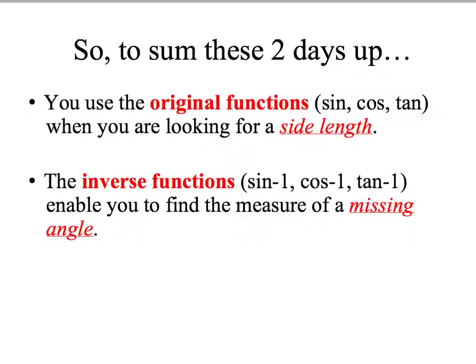Closing, if you wanted to write these down, you can pause it, but the main idea is if you're looking for a side length, you're going to use the original function. If you need to find a missing angle, that's when the inverse functions come in. And my exponents here came down. That's supposed to be a little exponent. It's not sine minus 1, cosine minus 1. There, that's what it's supposed to be.